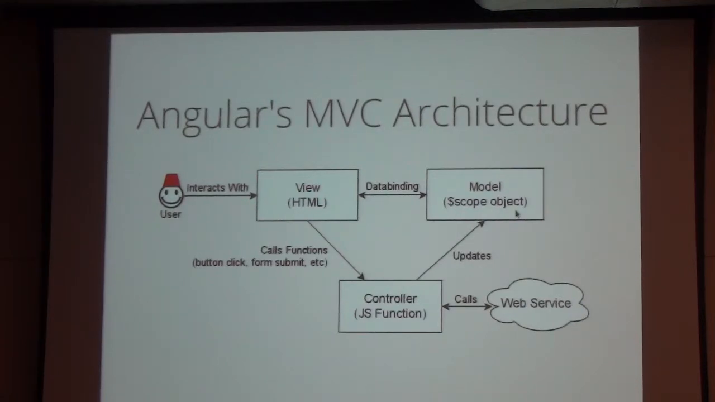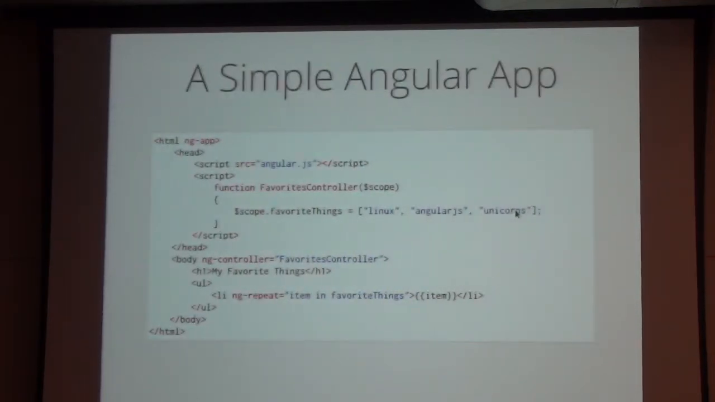And so let's drive this home a little bit by looking at some actual code. So this application right here, let's say I have it up and running somewhere, is a My Favorite Things app, right? We're just displaying a list of my favorite things: Linux, AngularJS, and uniforms. And you can see this is the code behind that application.